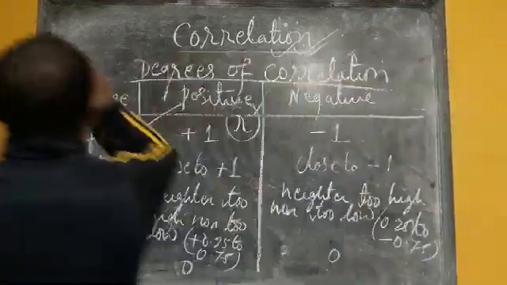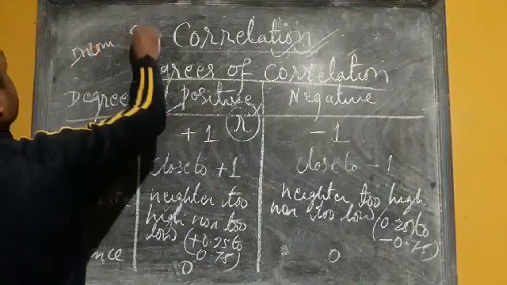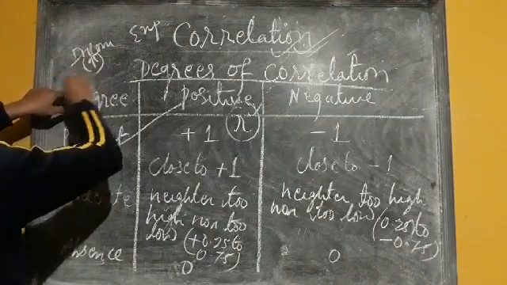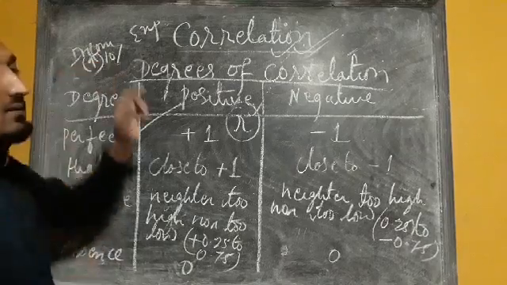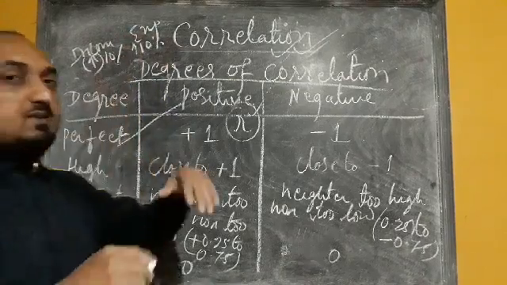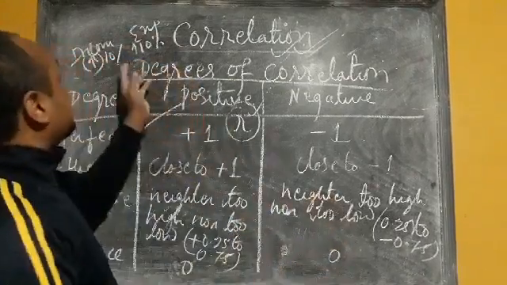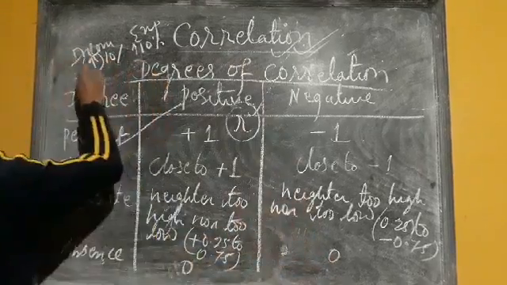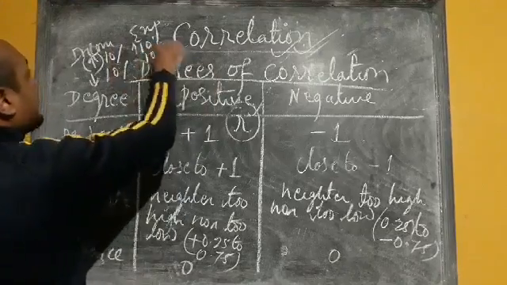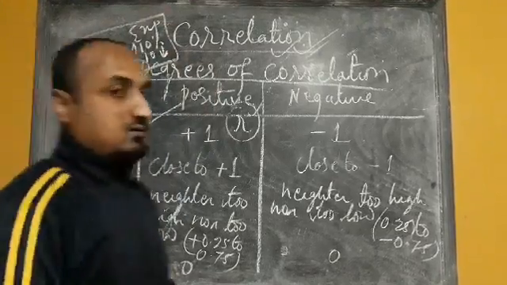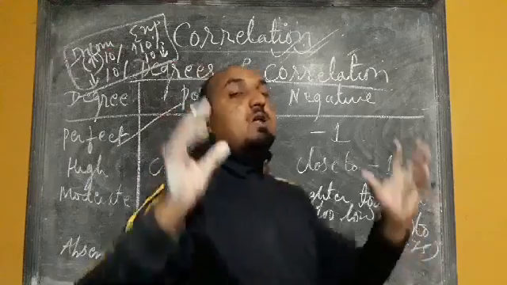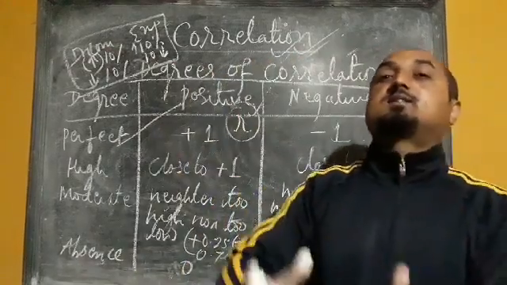Let's take the example of again income and expenditure. Suppose income is increasing by 10%, and due to the increase in income by 10%, your expenditure is also increasing by 10%. If income is decreasing by 10% and your expenditure is also decreasing by 10%, then this situation comes under perfect positive correlation. Perfect positive correlation means the two variables will change in the same proportion.